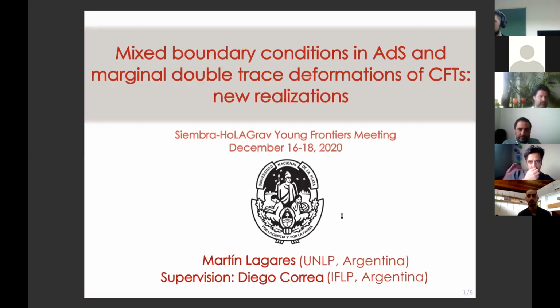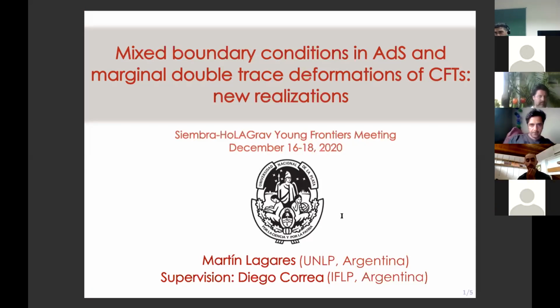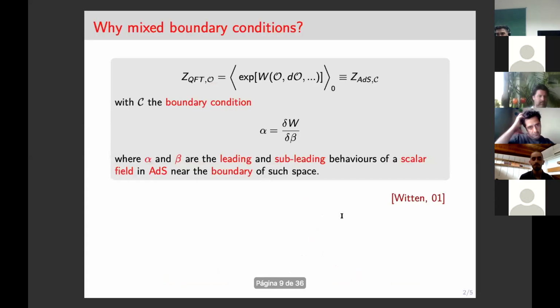I'm a recently graduated student from the National University of La Plata, Argentina, and here I will talk about the main result of my diploma thesis, which I did under the direction of Diego Correa from the Physics Institute of La Plata. The title of the talk is Mixed Boundary Conditions in AdS and Marginal Double Trace Deformations of TFTs, New Realizations.